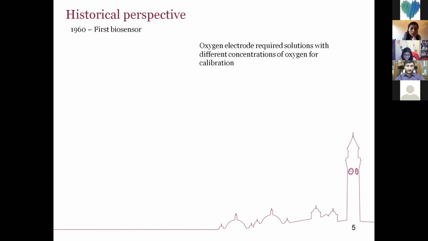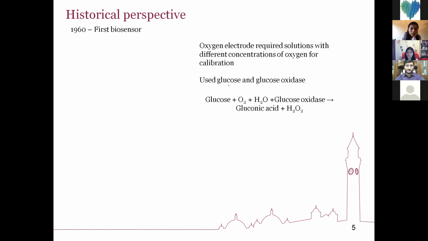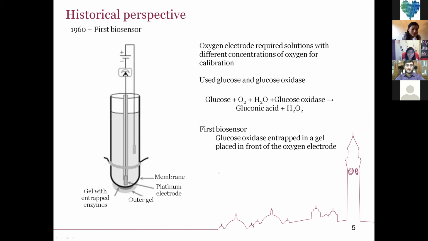Then to calibrate these electrodes, he needed to make solutions with different concentrations of oxygen. And to make these solutions, he was using glucose in combination with glucose oxidase, because glucose, in the presence of glucose oxidase, consumes oxygen. And he eventually realizes that this approach can be used for making glucose sensors. So this is how the first glucose sensor was born.